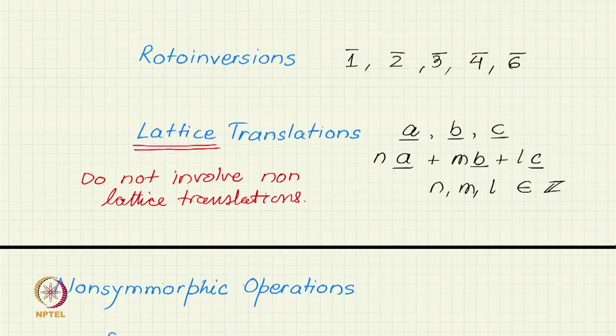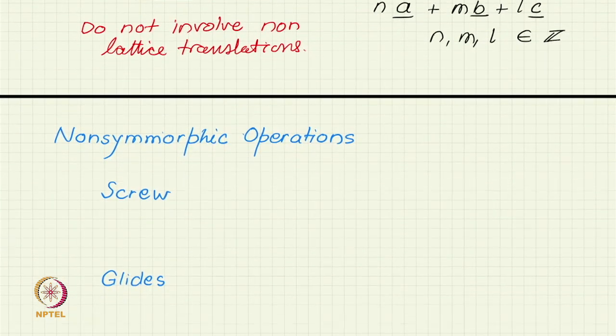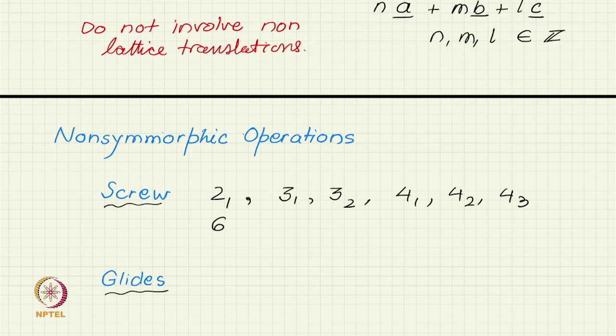Non-symmorphic operations, we have discussed this in some of the previous videos, are of two types, screw and glide. Screw, as you know, there are 11 different kinds of screw. Let me begin with 2 1, then 3 1, 3 2, then 4 1, 4 2 and 4 3, and finally 6 1, 6 2, 6 3, 6 4 and 6 5. These are the 11 screw axes and operations associated with them.